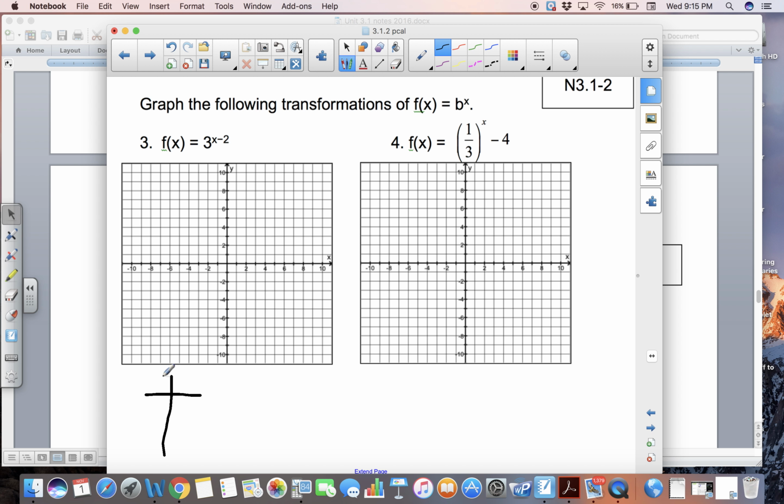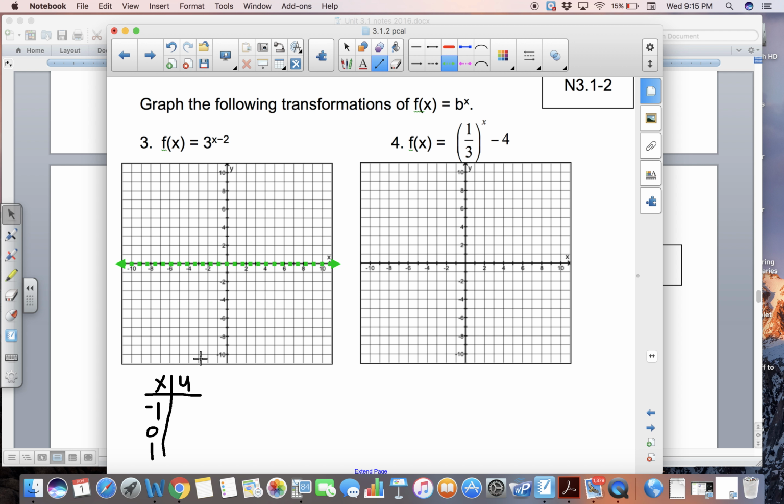So I'm going to draw the parent function of 3 to the x. Let's see, I'm just going to do 3 points. I like -1, 0, and 1. You can do as many as you need to get that graph in there. First of all, I like to graph the horizontal asymptote. If I shift the graph to the right, it's not going to change the horizontal asymptote because you're going right and left. So I'm just going to put that on there because we already know where it is. It's here at 0.